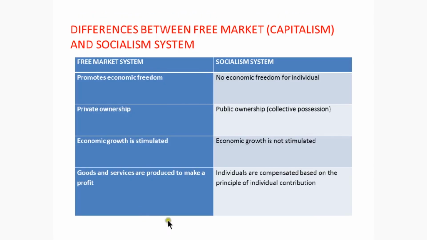The differences between free market, which is capitalism, and socialism. The free market system promotes economic freedom. Under the socialism system, there is no economic freedom for the individual, so most of the things are happening collectively. Private ownership, while socialism is based on public ownership. Economic growth is stimulated under the free market system or capitalism. Economic growth is not stimulated under socialism. Goods and services are produced to make profit. Individuals are compensated on the principles of individual contribution.